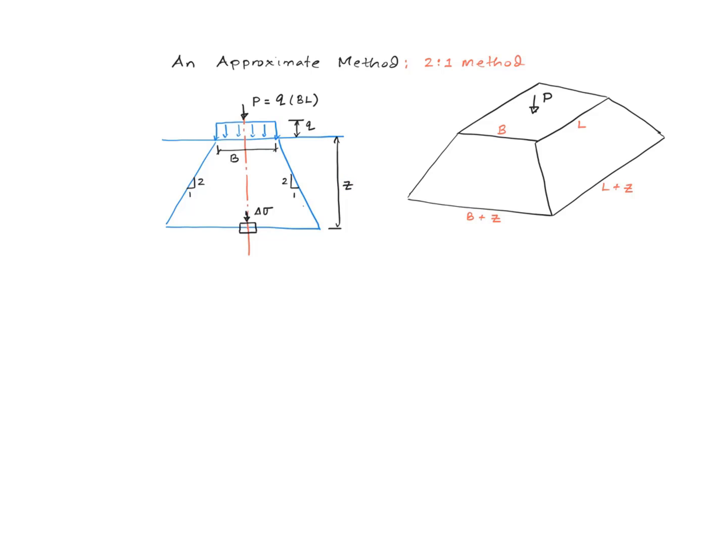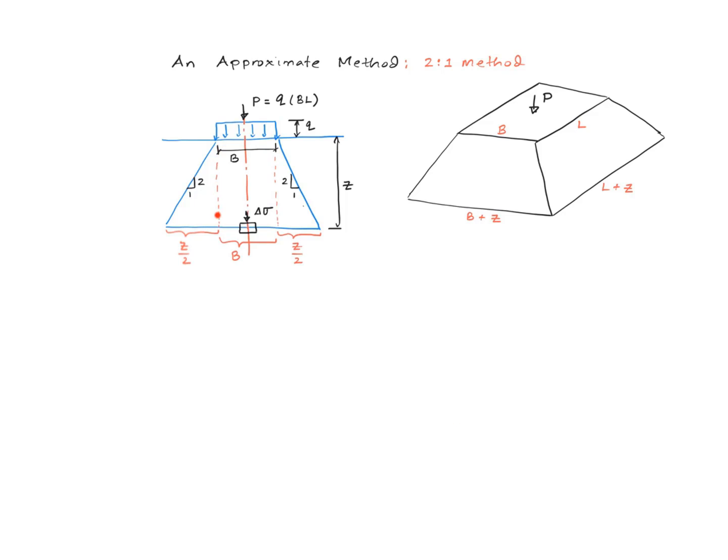What this method says is the following. The method says on the surface the footing loading P is carried by this area right here, B times L. Now you go down to a depth of Z, the same loading P is now carried by an enlarged area, and that enlarged area is calculated using this 2:1 rule.